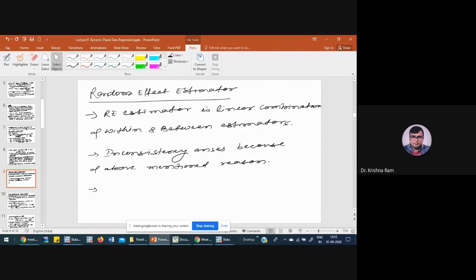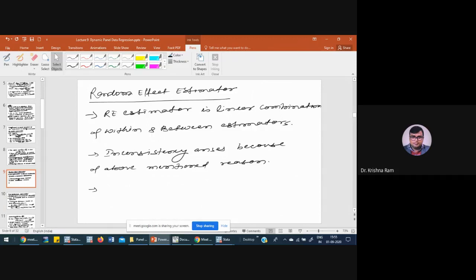Now let's move on to the next one, which we call the random effect estimator. You have seen that pooled OLS and the fixed effect regression model give us biased results in the case of a dynamic panel data regression model. Now let's have a look at the random effect estimator.